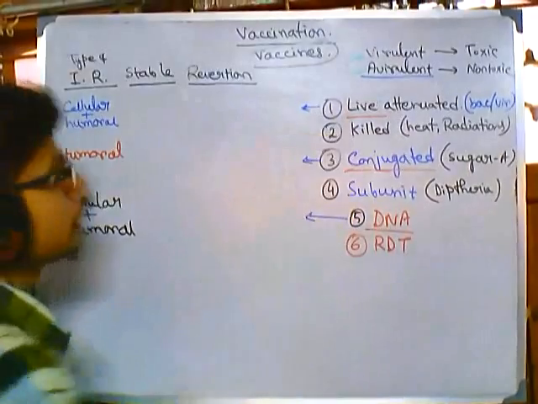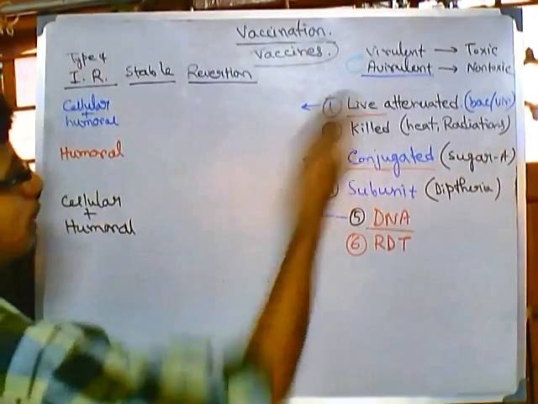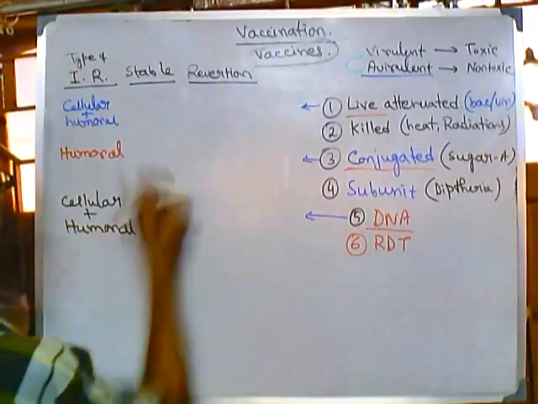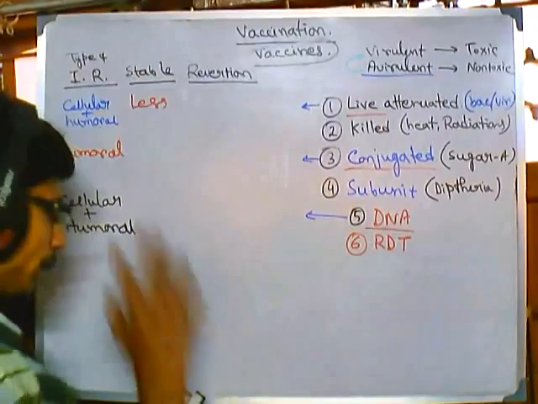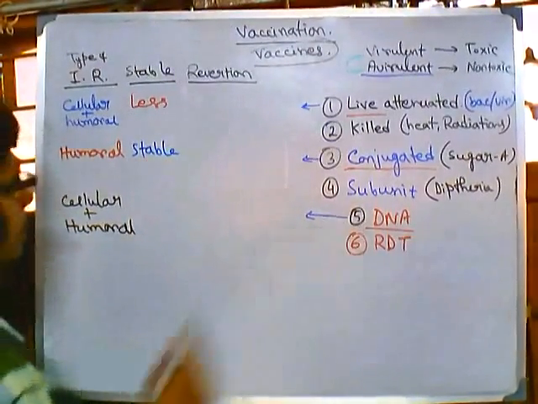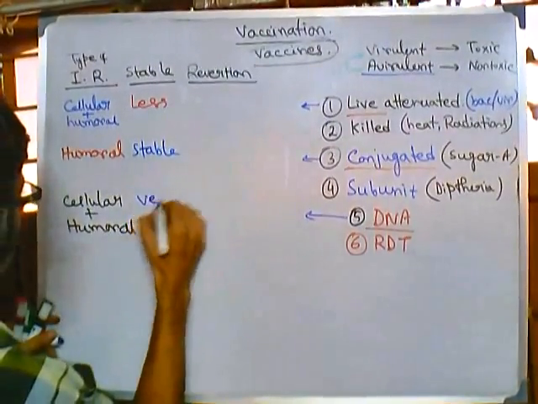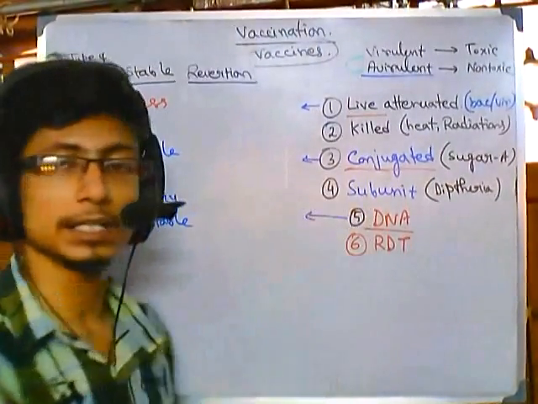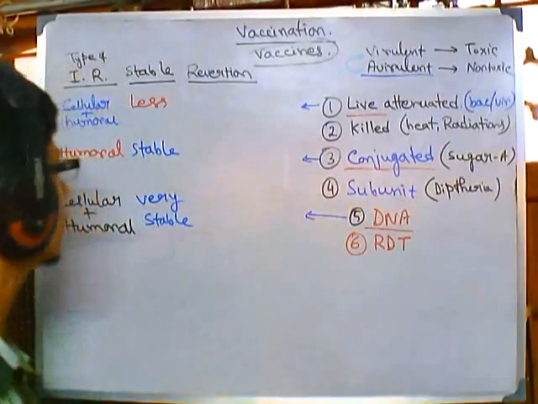Now let us see the stability for the live attenuated form. The stability of the live attenuated virus is very low, so it is less stable. In case of the conjugated form, it is moderately stable, so we can write it as stable. But in case of the DNA type, it is very stable. Because we know DNA is very stable and it is directly changing the DNA sequence by combining with it, right? So the DNA vaccine is very much stable.